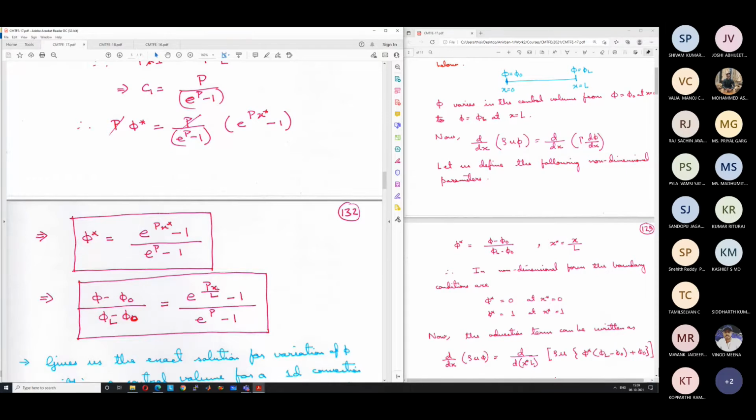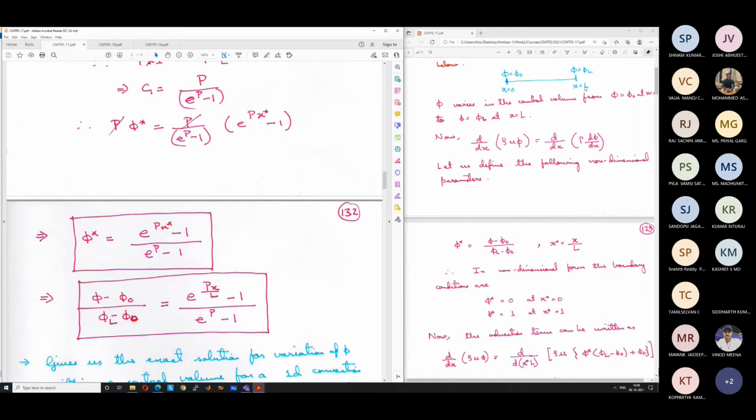If I put x equal to 0 here, what do you get? You get e to the power 0, which is 1. So 1 minus 1 is 0, so this becomes 0. So phi equal to phi 0. So at x equal to 0, we get our boundary condition.